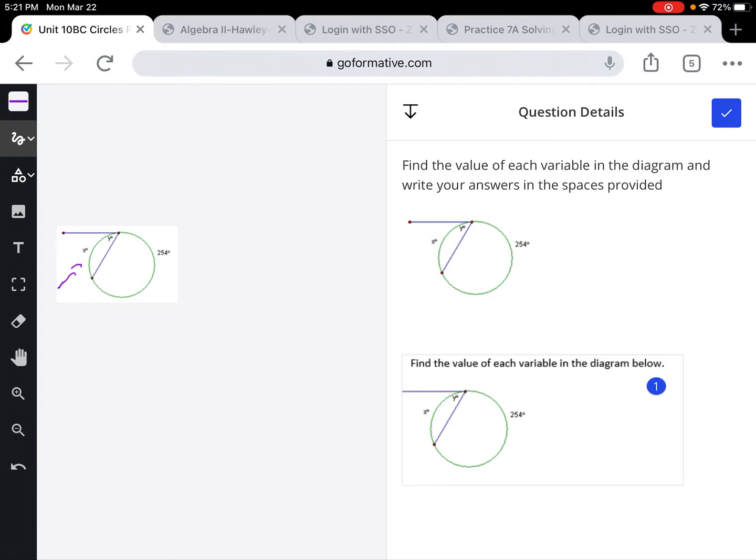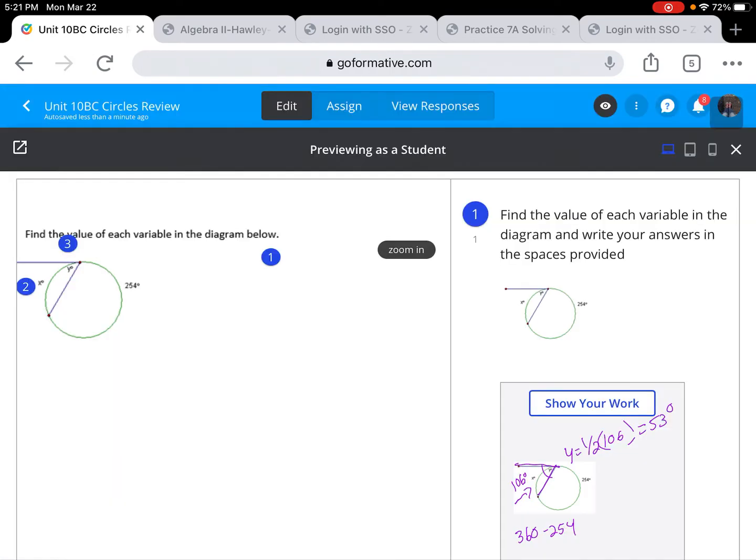So for this, this arc right here has to be 360 minus 254, which is 106 degrees. And we know an angle created by a chord and a tangent is going to be half, so y is going to be 1/2 of 106, which is 53 degrees.